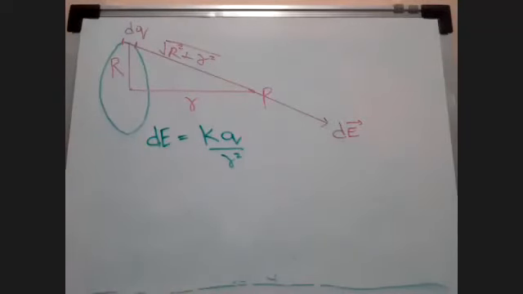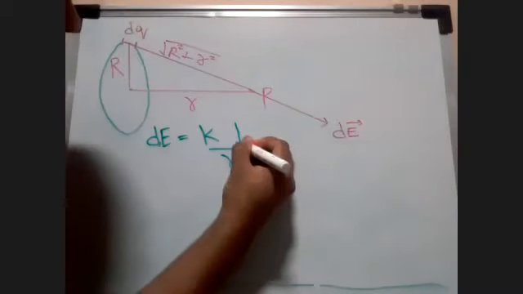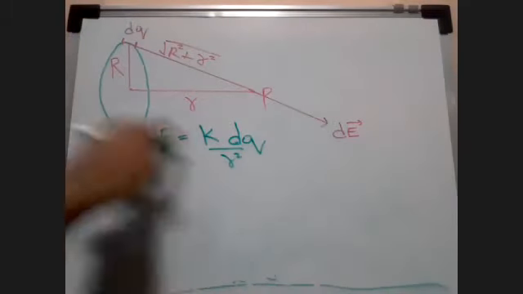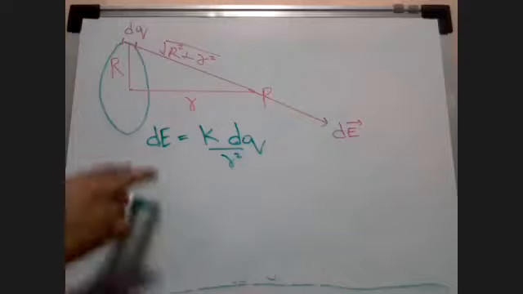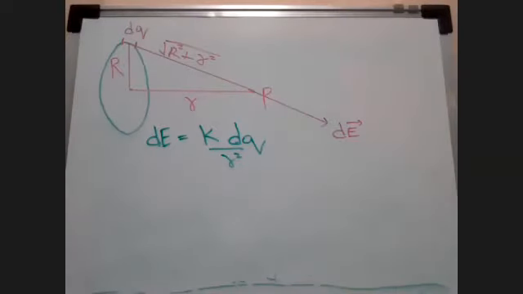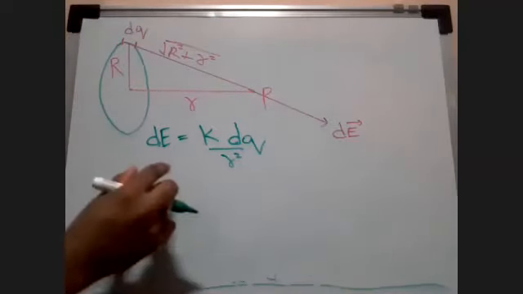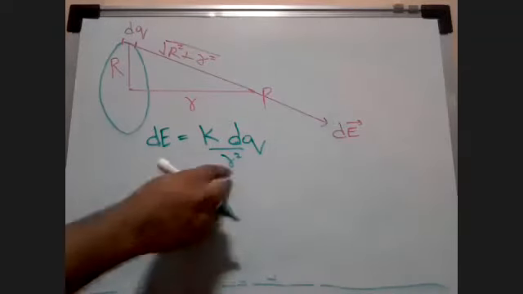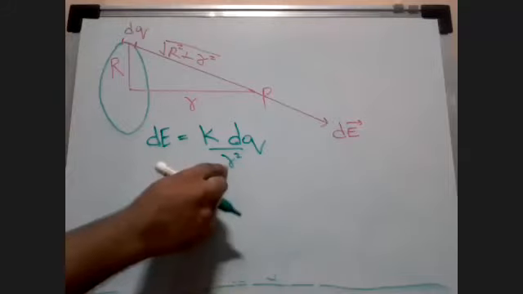dq. Why? Because k is constant and r is constant. Anyways, you're going to differentiate the variables. So dE is equal to k into dq upon r square. But what is r? What is this r square?